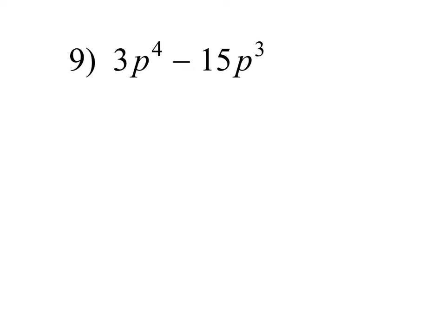So what number can we pull out of these 2? 3. And how many p's can we take out? 3. So we're going to take out our smallest amount of p's that we have. Since this one has 4 and this one has 3, we can only take out 3 p's. So we're taking out a p cubed. Now we're going to divide this by 3 and divide this number by 3. So what's our first going to be?